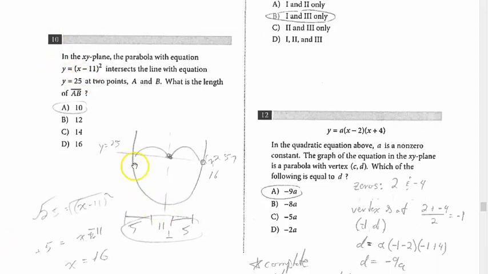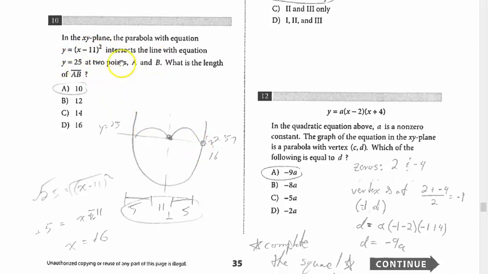My apologies, that was poorly explained. What that means is I am shifted to the right 11. Because when we're inside that grouping symbol of parentheses, we always think of our transformations from the parent function as opposites of the grouping symbol. So minus 11 really means move right 11. Now, the line y is equal to 25 is a horizontal line.